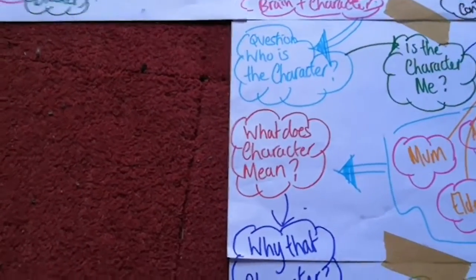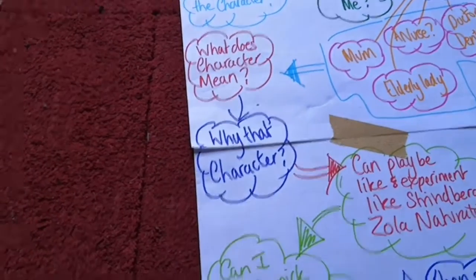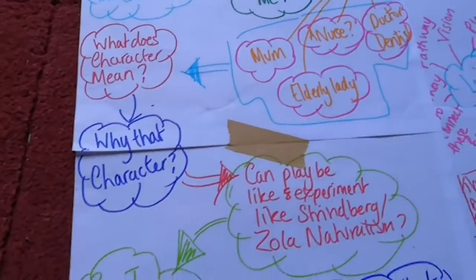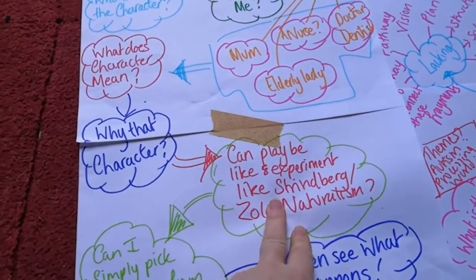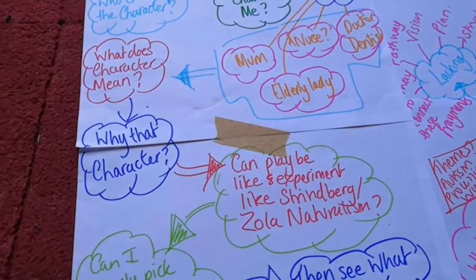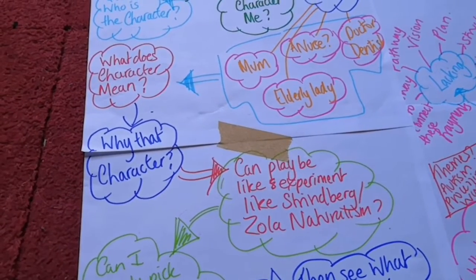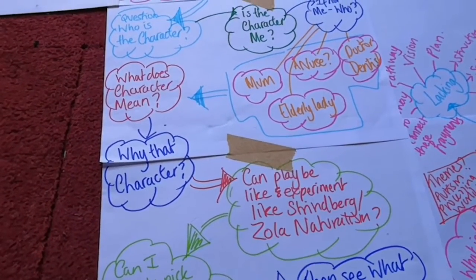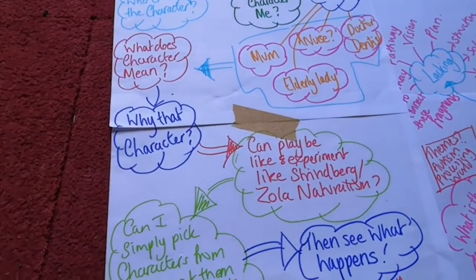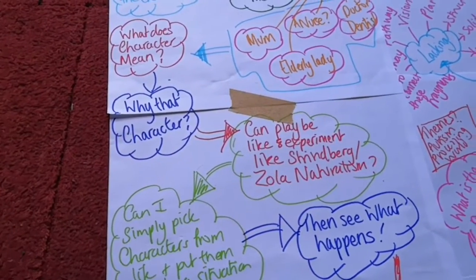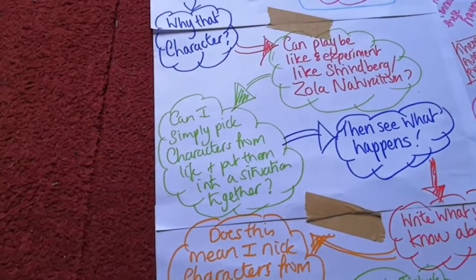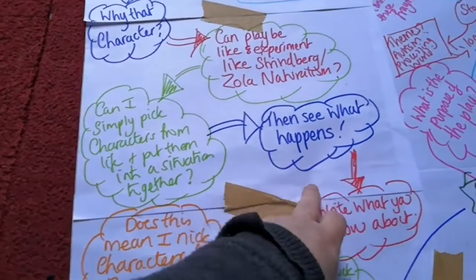So I question myself, what does character mean? And why would I choose that character? And who is that character? And then I thought about characters in the way that Zola wrote his novel and then turned it into a play and said it was like an experiment, and like Strindberg and naturalism, where the play is treated as a kind of science. Could that be the way forward for this play? Can I accumulate these characters, put them in a situation, then see what unfolds in my brain? Well, that's what I've said there, and then see what happens.